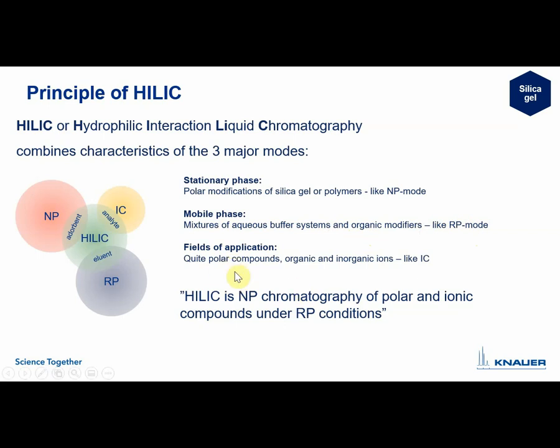So you have polar compounds, and most often they are ions. They have a charge somewhere, and can also maybe be separated in ion chromatography. And they are typically used in this mode. So this combination we call the HILIC mode. So you can say HILIC is normal phase chromatography of polar and ionic compounds under reversed phase conditions.